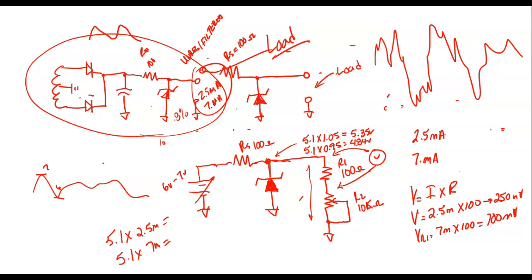So this is what the trainer uses. The trainer uses an LM7805. Uses an LM79. No, I don't have a negative regulator.